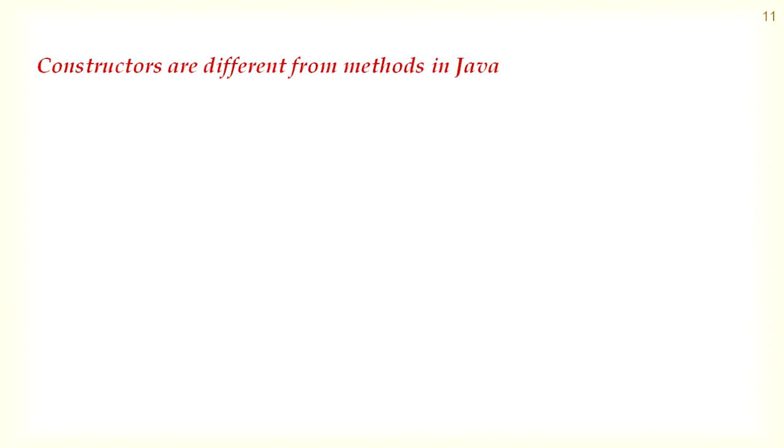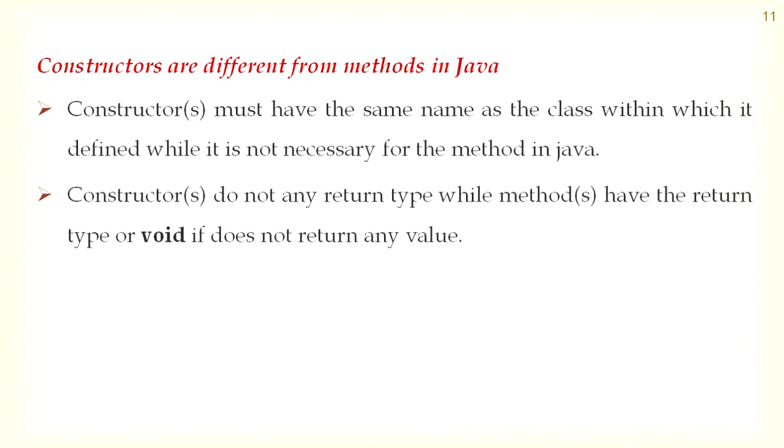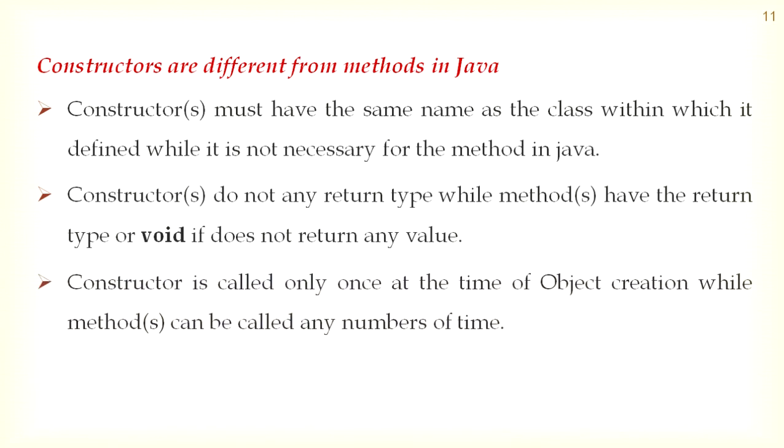Constructors are different from methods in Java. Constructors must have the same name as the class within which they are defined, as we said, while it is not necessary for methods in Java. Constructors do not have a return type, while methods have a return type, such as void, which means they do not return any value. A constructor is called only once at the time of object creation, while a method can be called any number of times.